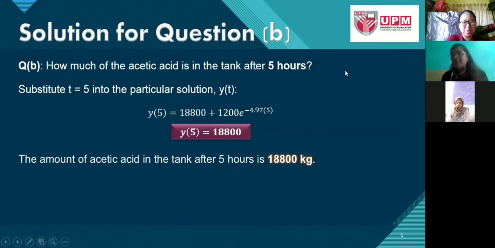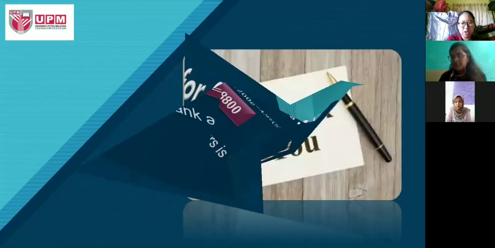With the solution for question B, let us recall what question B is. How much of the acetic acid is in the tank after 5 hours? So we just substitute t equals 5 into the particular solution we obtained just now, which is y5 equals 18,800 plus 1,200 e to the power of negative 4.97 times 5. Acetic acid in the tank after 5 hours is equal to 18,800 kilogram. Okay, so that's all from us. Thank you.